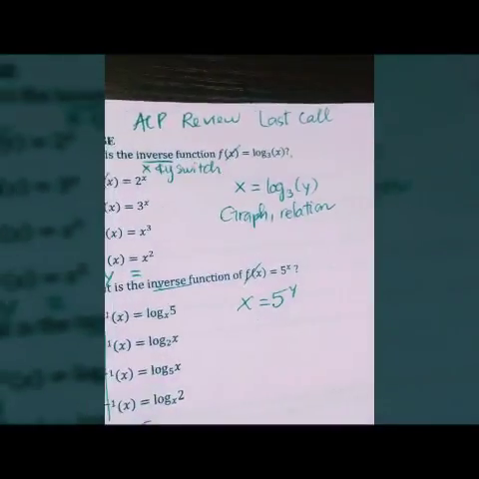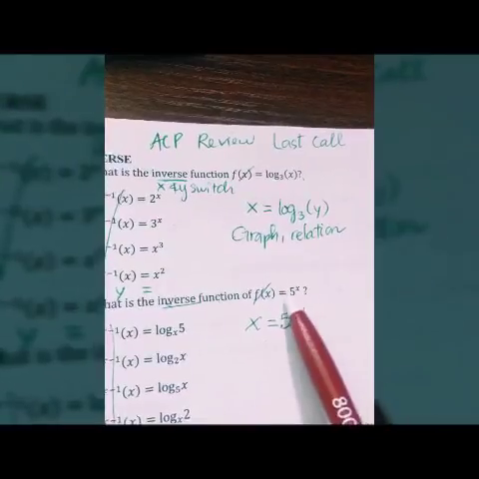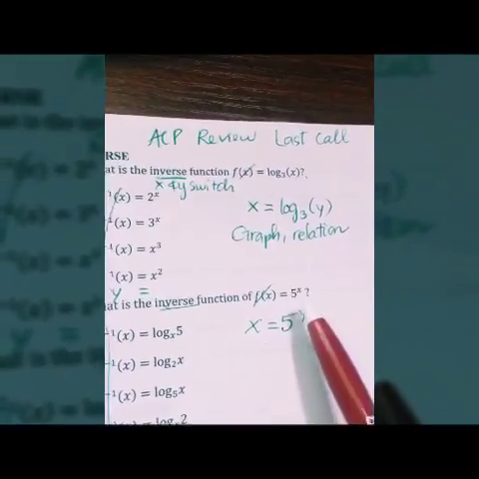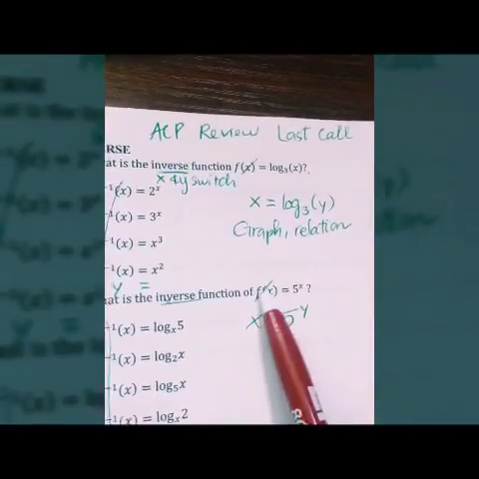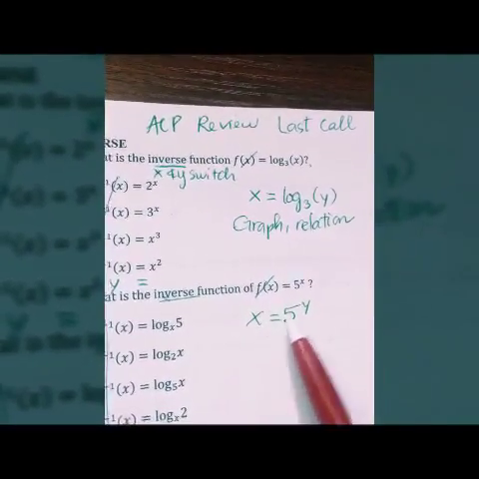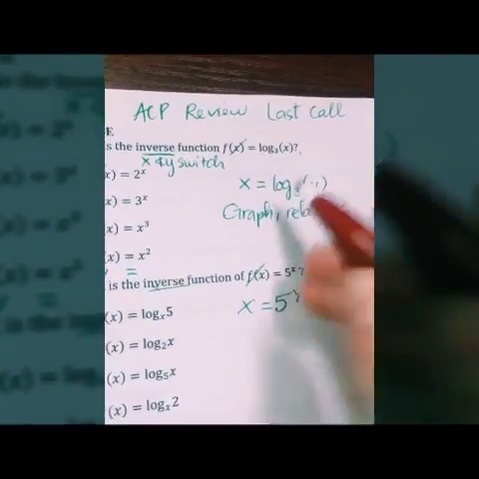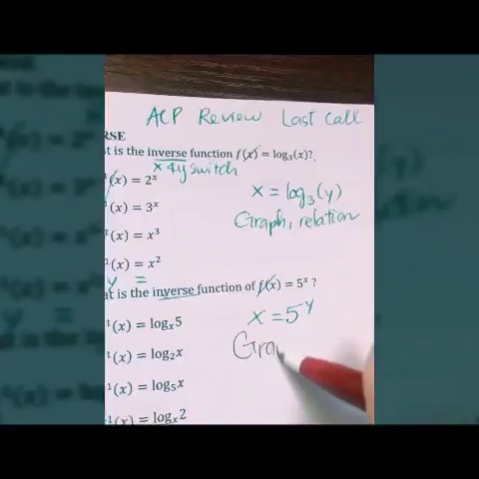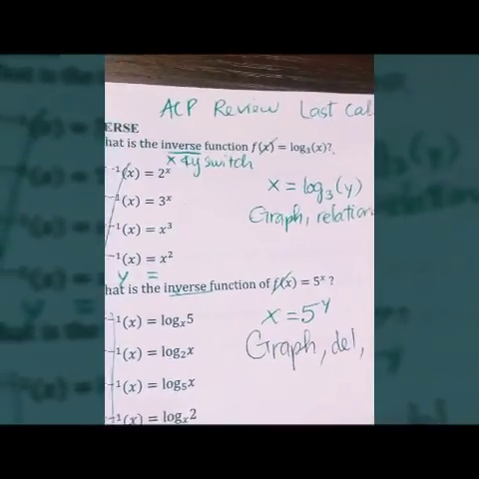Same thing for the bottom problem right here. What is the inverse function of f of x equals 5 to the power of x? First, inverse means x and y switch. So we switch x and y. X equals 5 to the power of y. We graph this one in relation. Again, we graph it in relation, and then we're going to have the graph. Okay?